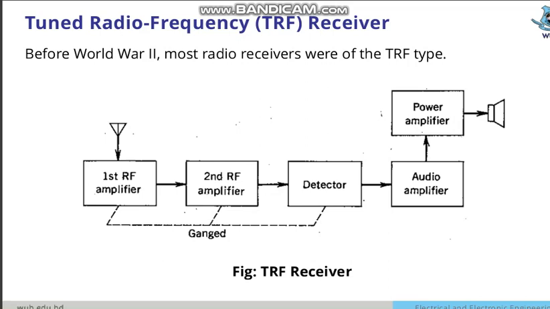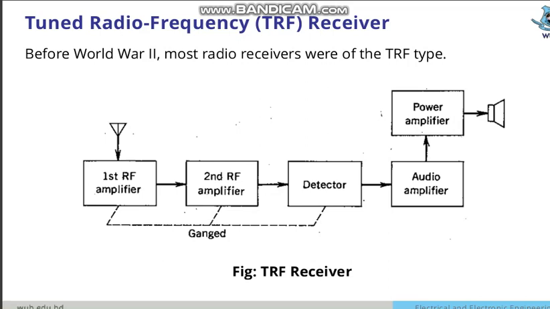So first of all, here you can see the tuned radio frequency receiver from before the Second World War. Most radio receivers were the TRF type, and here you can see the blocks that tell the story: they have some amplifier stages. As you can see, the first RF amplifier, the second RF amplifier, these are the amplifier stages, through to the detector. That means we have to amplify the signal quite a bit, time by time. So we need stage by stage amplification.